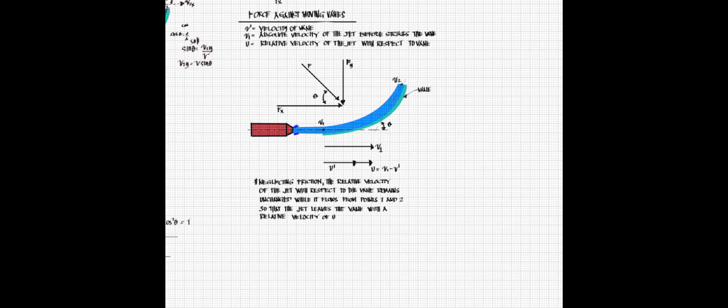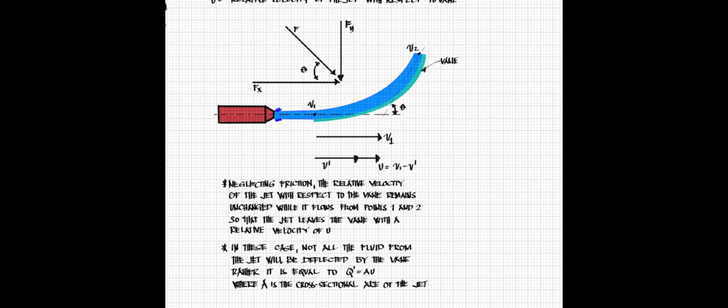Now, by neglecting friction, there will be no friction as the jet impacts from point 1 to point 2. So it means that we don't have a change in velocity. Neglecting that, the relative velocity of the jet with respect to the vane as it passes from point 1 to point 2 is the same. In that case, not all the fluid will be deflected. There is a part that is not passing to the vane but is being deflected.